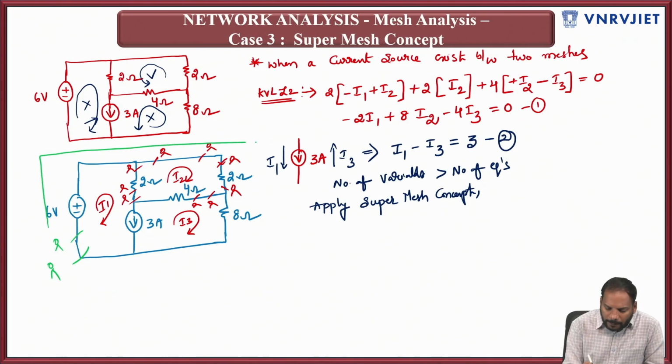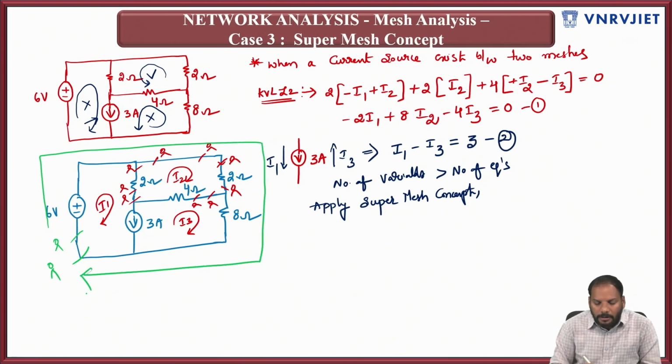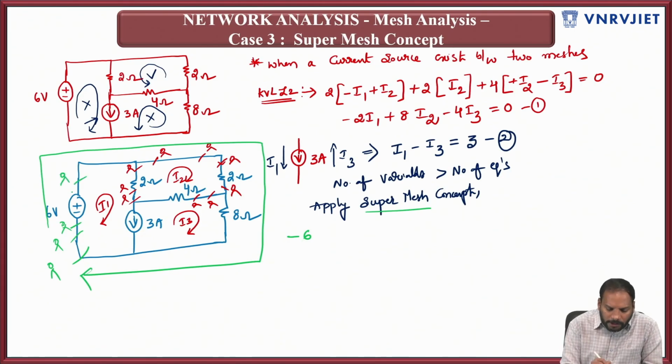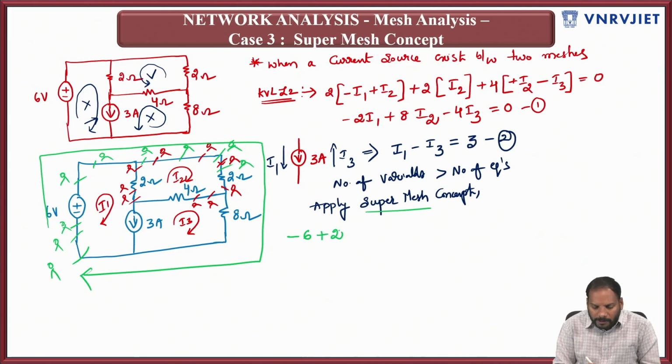So I will try to apply KVL in this loop now. This is the super mesh that I have considered to apply KVL. So I am here. You are touching minus of 6 volts. So minus 6. Okay. Then you have crossed the battery. So you are here. Now you are here at 2 ohms. So plus 2. Check the loop currents. Only I2 is important. So I2 is with you.